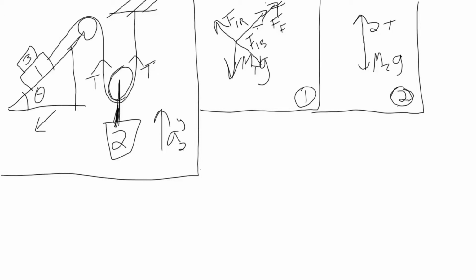Mass 3, that isn't so bad either. There's a friction force equal and opposite to the friction force that I assumed was acting on mass 1. So that's Newton's third law: for every action, there's an equal and opposite reaction. So there's a force of friction acting down on mass 3, assumedly.